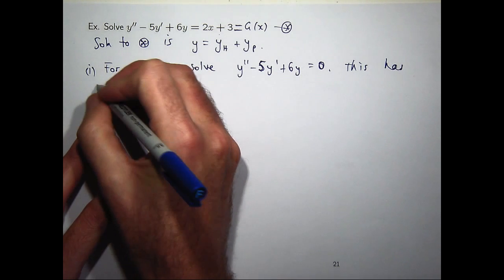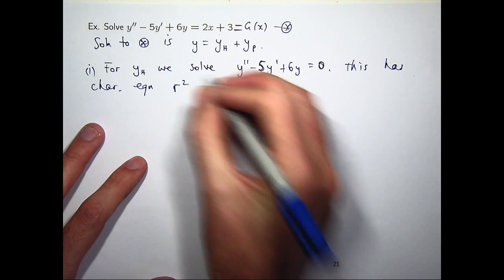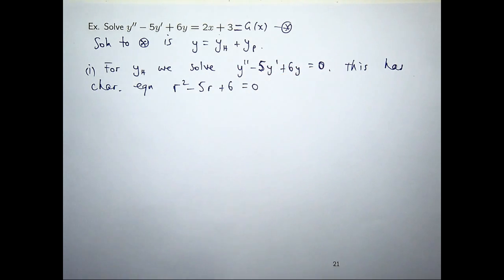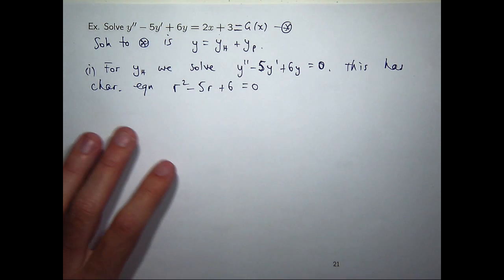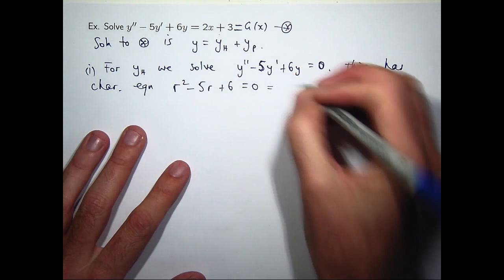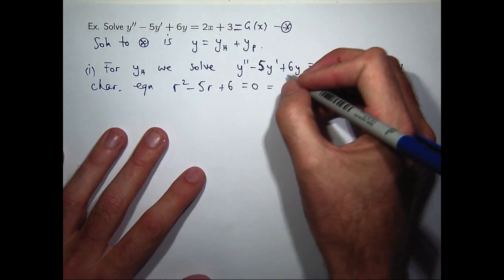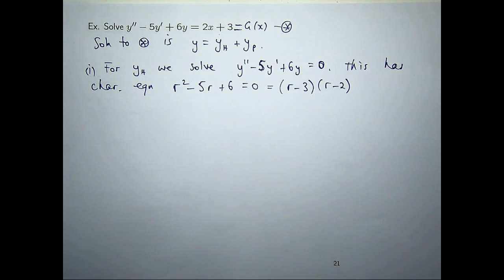Okay, so this has the characteristic equation. What is it going to be? It's going to be r squared minus 5r plus 6 equals 0. So what I can do is factorise that in this case and then look at the roots. So let's factorise this left-hand side. My numbers are going to be something like minus 3 and minus 2 in my factorisation. So the roots are going to be positive 3 and positive 2.